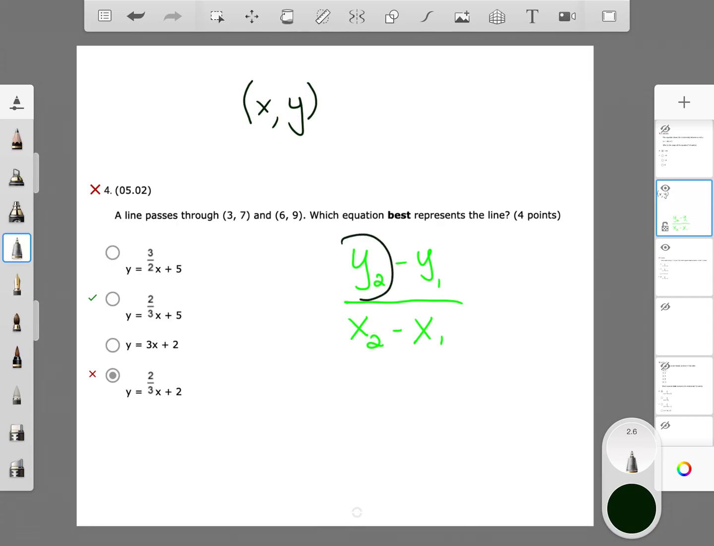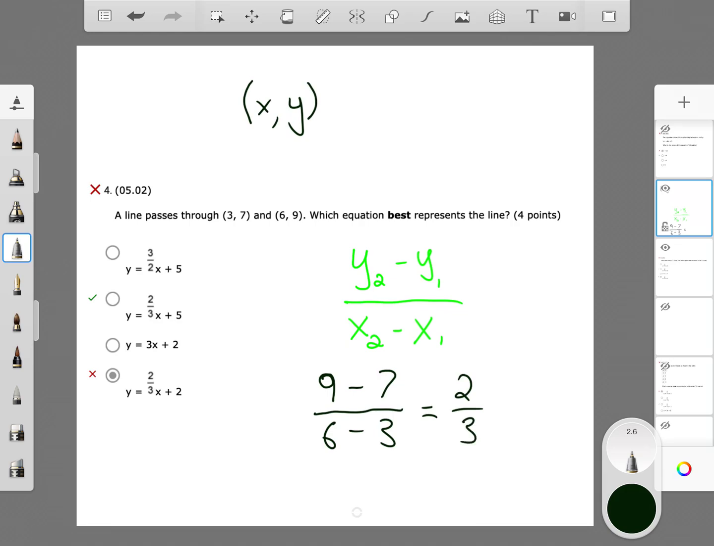So when I'm looking for y2, I'm going to go up here to my second point and pull that y value. So that would be 9, minus the first y value, that would be 7. And I'm going to divide that by the second x minus the first x. 6 minus 3. Nice thing, easy subtraction. I can do it in my head. This is going to be 2 over 3.